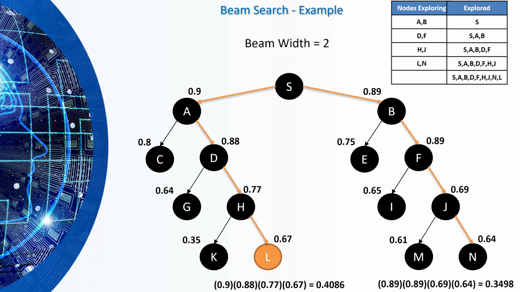So after doing that, we can see that the branch of S-A-D-H-L has a higher probability than the branch of S-B-F-J-N. So this is the sequence that would be selected as a possible match to our input. Hopefully that made things a bit clearer in terms of how beam search works. But don't worry, we'll go over a real life application of beam search as well. It should help to make you better understand what beam search is and its method of choosing.